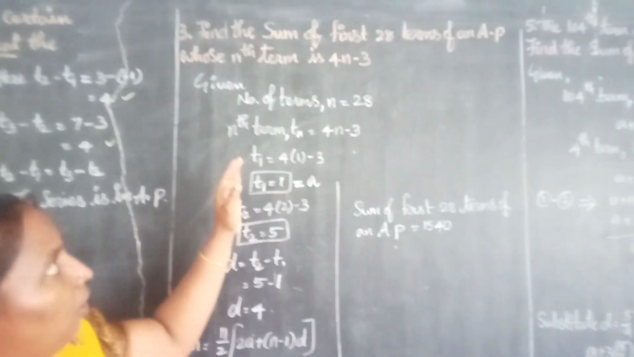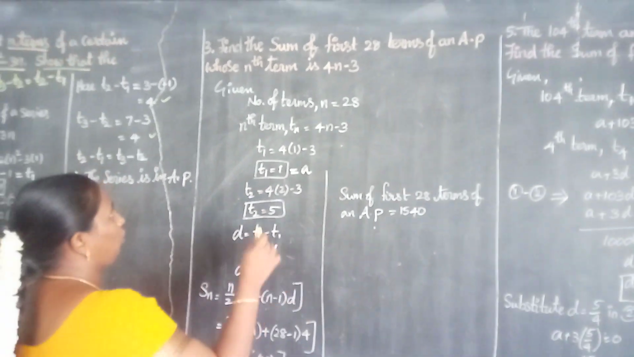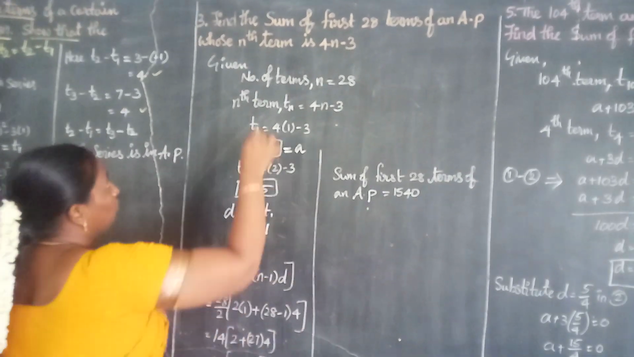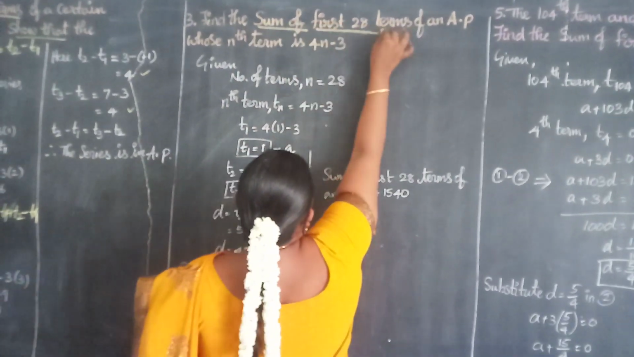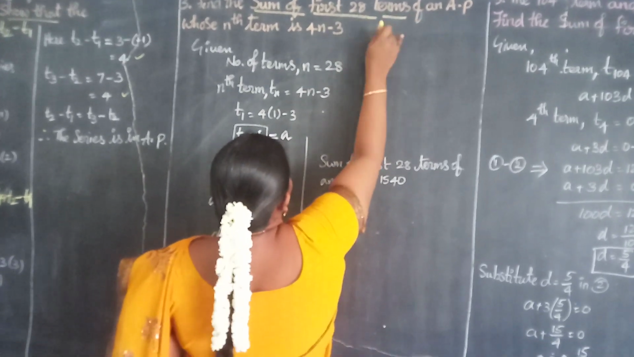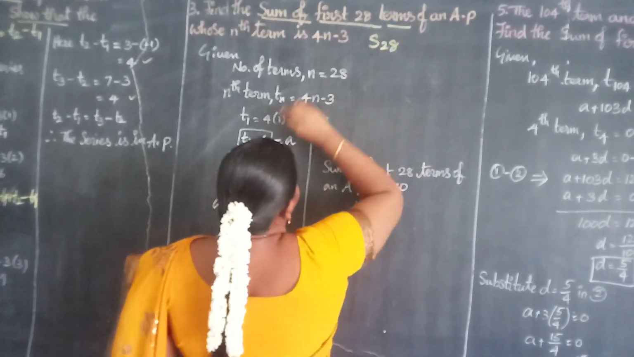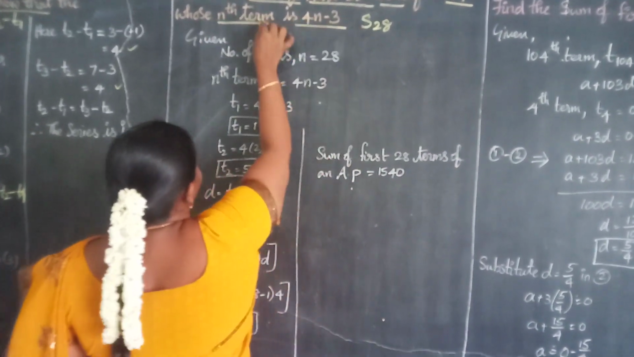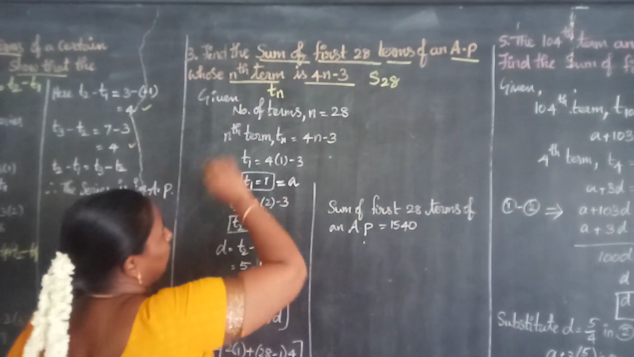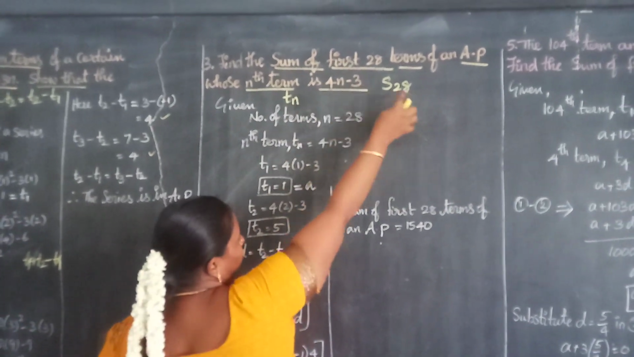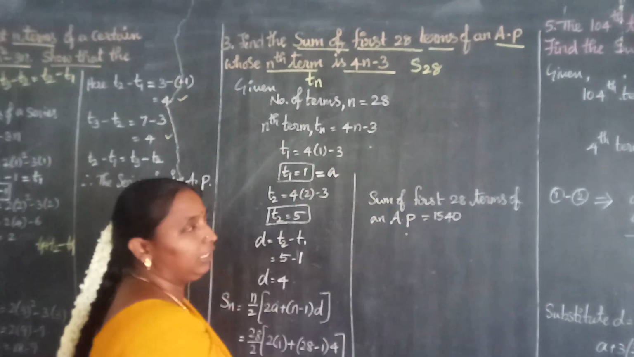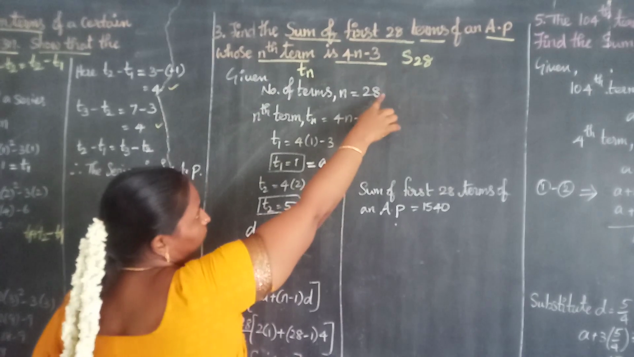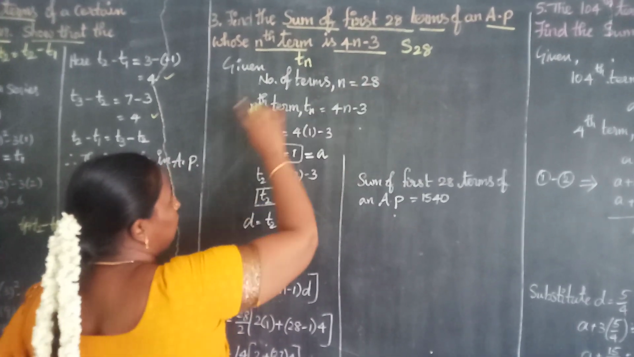Find the sum of first 28 terms of an AP whose nth term is 4n minus 3. So listen carefully here. Sum of first 28 terms. Now we are going to find S28. They given the series is in AP. So what is the meaning of nth term? Tn. So they given Tn equal to 4n minus 3. We are going to find S28. So number of terms n equal to 28. 28 terms only we are going to find. So n value is 28.